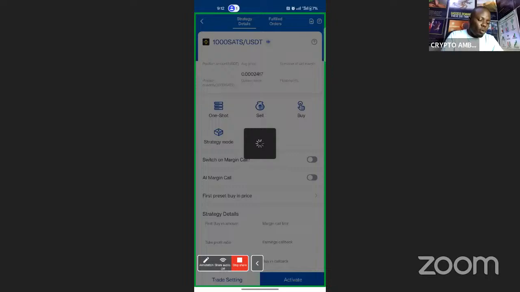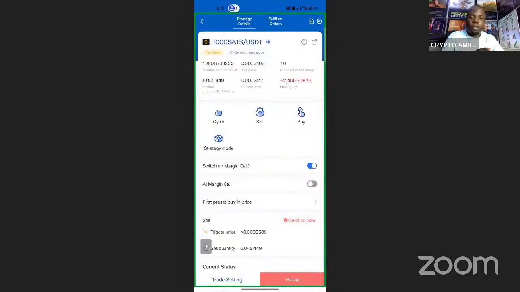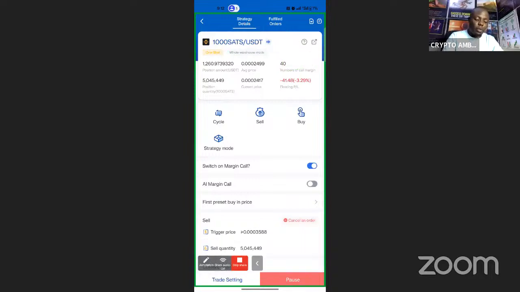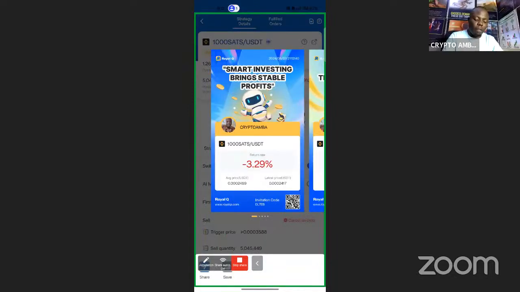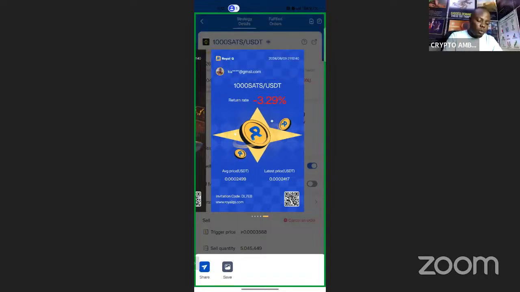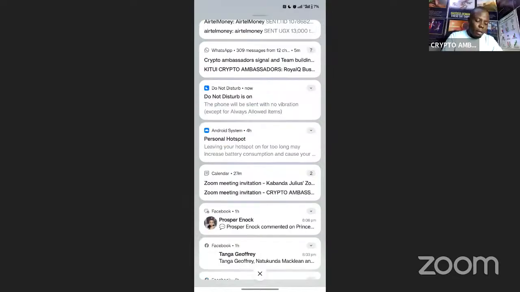Next, you can share your profits with your friends. So if you make profit, you can always come in here at this angle here, that's in the corner there, tap on it and share the screenshots of your returns with someone. Those are two main ones, those are some of the parameters that Royalq introduced.